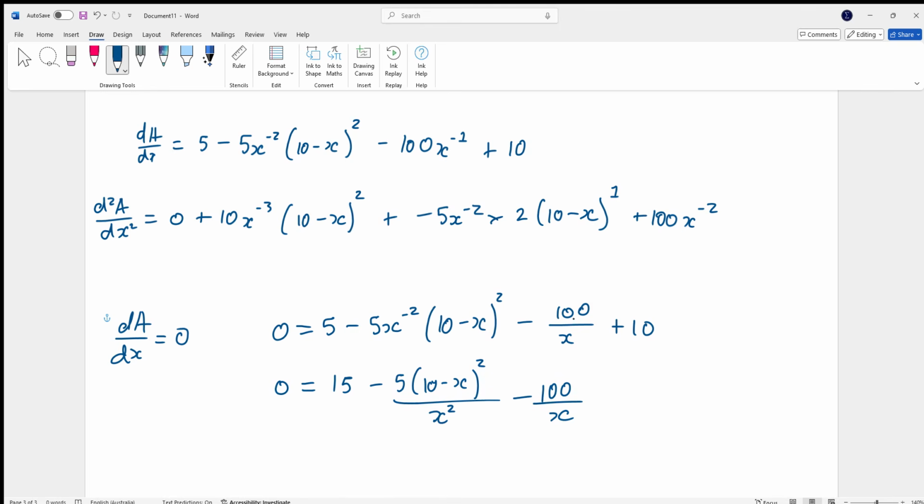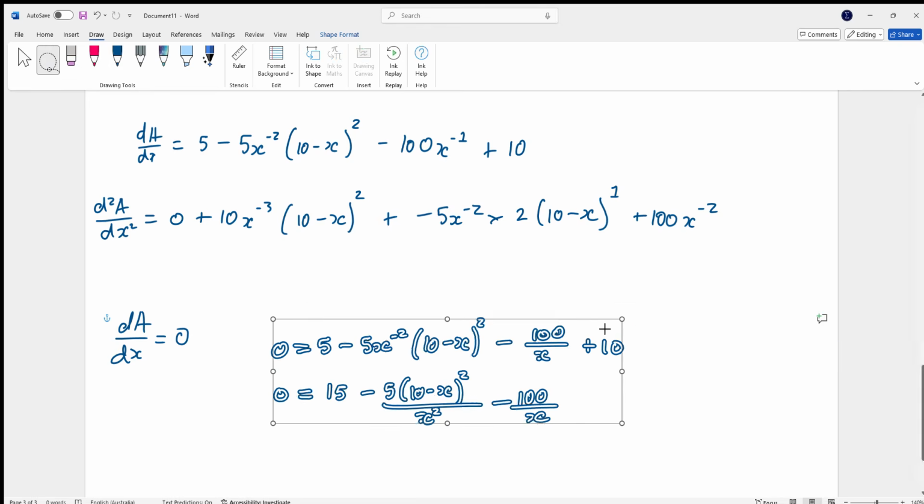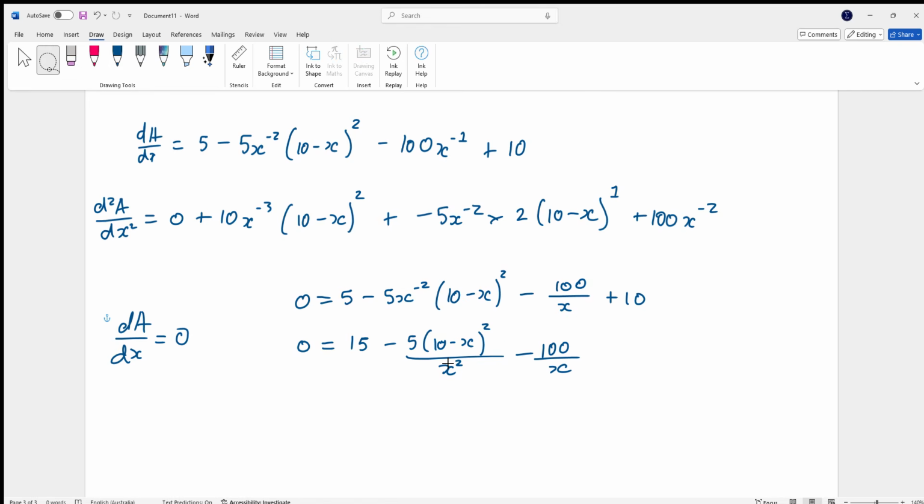Now, ideally here, I would see if we could multiply everything by x squared to cancel out the stuff on the bottom. Because if you multiply everything by x squared, it just depends what you're going to have happening on the top as well. So I would multiply everything by x squared. So you'll get 0 equals 15x squared, minus 5 times (10 minus x) all squared, minus 100x. And you're probably wondering why I did that. To make it a little bit easier, hopefully, in the long run.